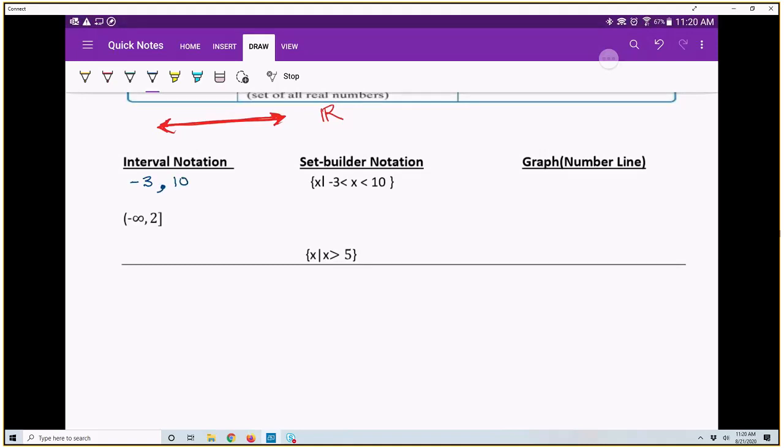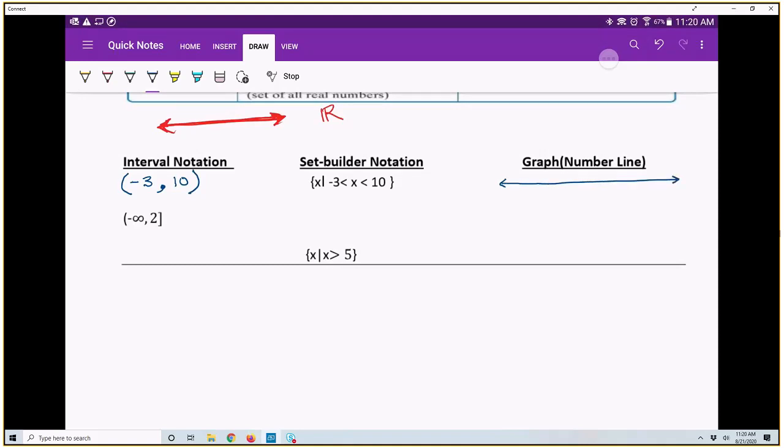And then the only question is, is this open? Meaning, do I use a parenthesis? Or is it closed? Do I use a square bracket? Well, negative 3 is less than x. That means parenthesis. And x is less than 10. That's also parenthesis. So this is my interval notation. Now what about my number line?